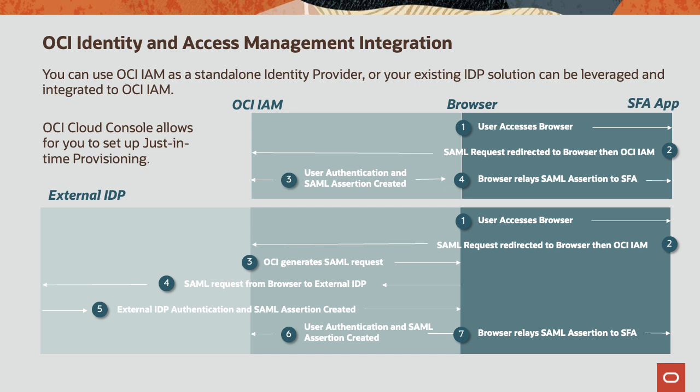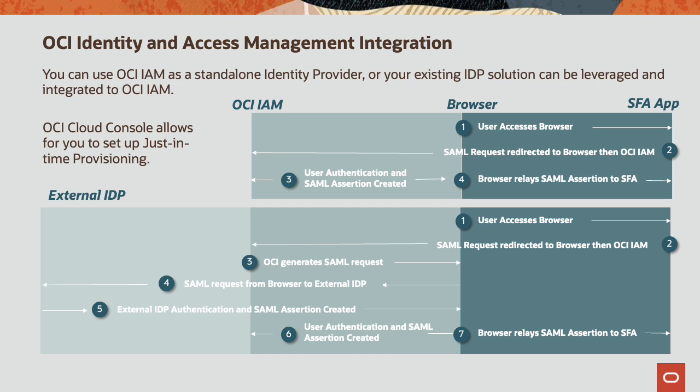You can use OCI IAM as a standalone identity provider, or your existing IDP solution can be leveraged and integrated with OCI IAM. Users will now be redirected to OCI IAM using new endpoints, and if not utilizing an external identity provider, OCI IAM will authenticate the user. If you are leveraging an external identity provider, OCI IAM will redirect the user to the external IDP for authentication.